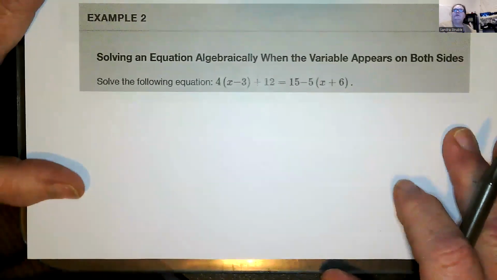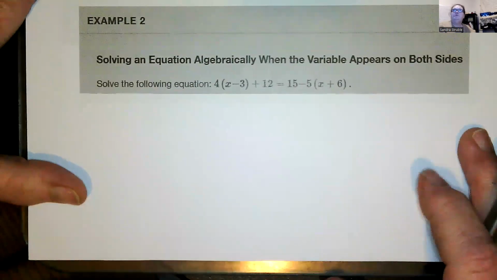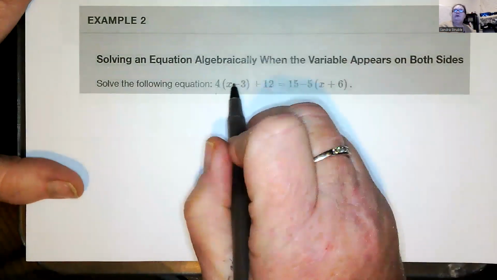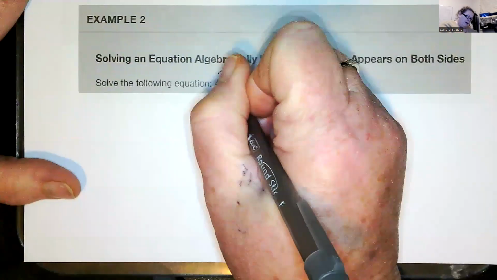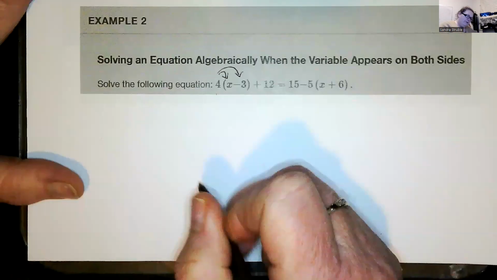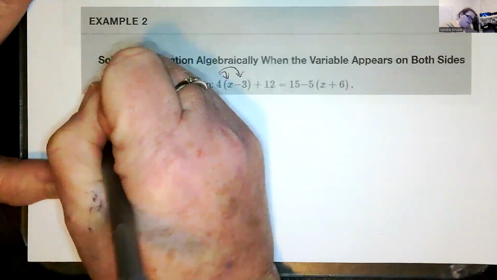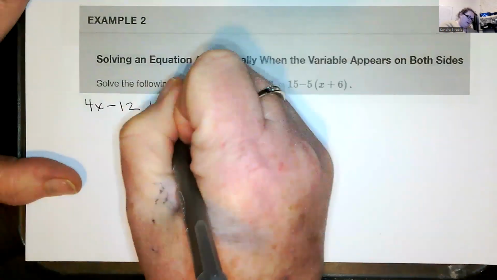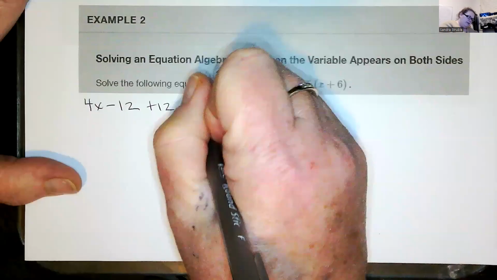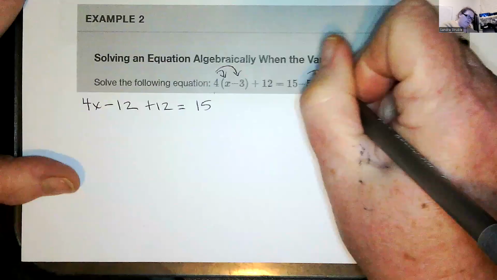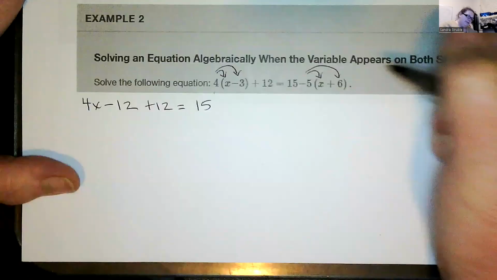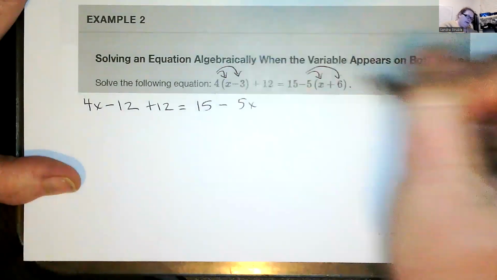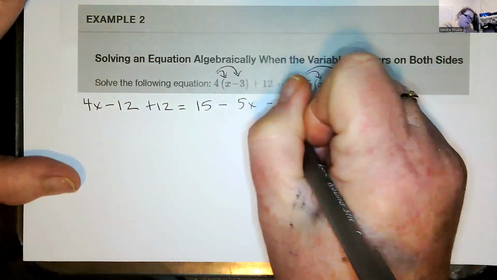The next one. Okay, I see where this can be an issue. Be careful with distribution. The first thing we're going to do is distribute this 4 over the binomial x minus 3. So that's 4 times x and 4 times negative 3, which is 4x minus 12. And then plus 12 is equal to 15. And then the negative 5 gets distributed over the x plus 6. So that's negative 5x, and negative 5 times 6 is negative 30.